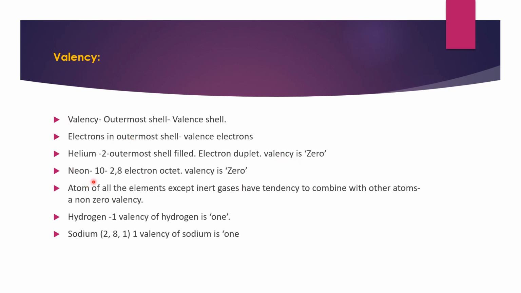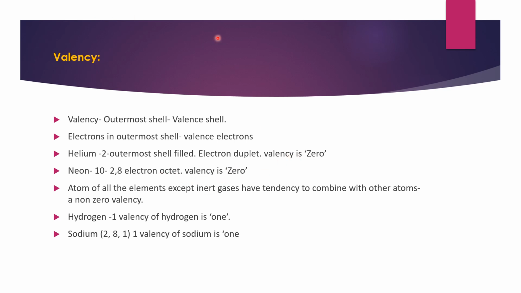Same for neon, which has atomic number 10 and electronic configuration 2, 8. It means it already has 8 electrons in the second orbit. It has no vacancy. So valence is 0 here. Valence is 0 in both cases, when it is a duplet and when it is an octet.